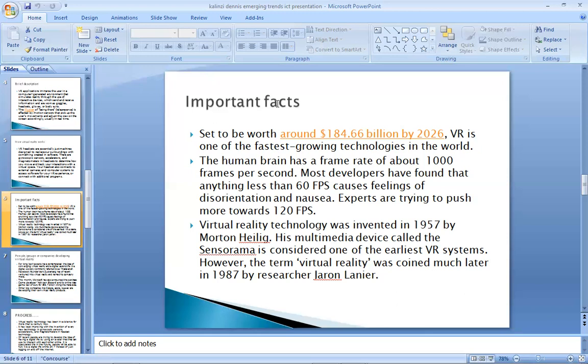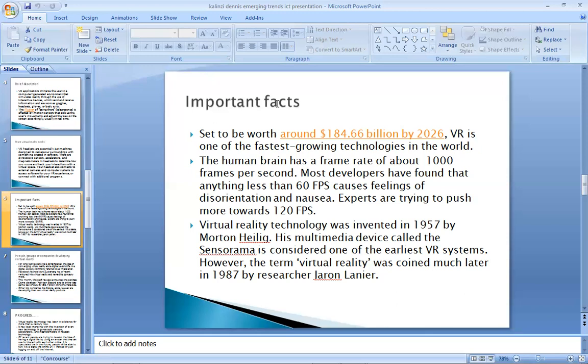Now, most developers have found that anything less than 60 frames per second causes the feeling of disorientation and nausea. You feel like you want to vomit because these frames are so slow. We call it kamunguruze in Uganda. So experts are trying to push more than 120 frames per second so that people don't get dizzy.